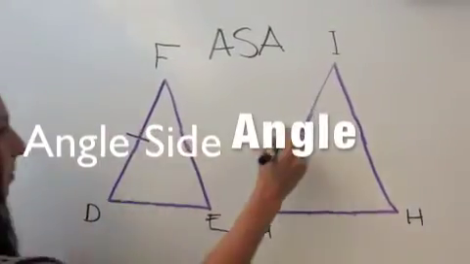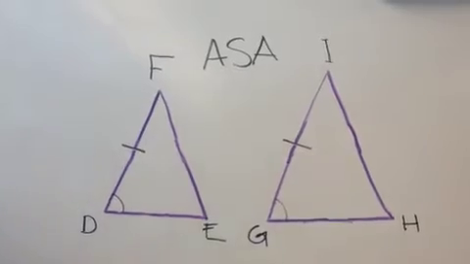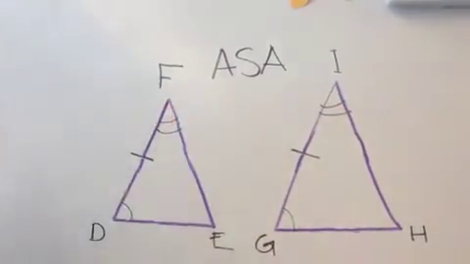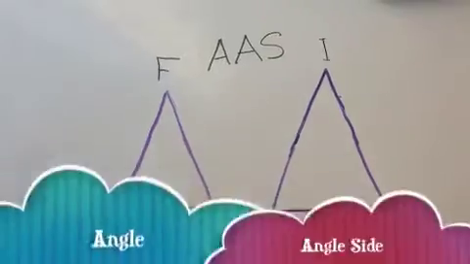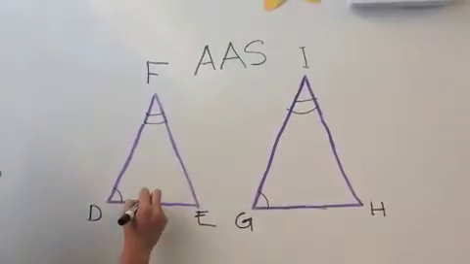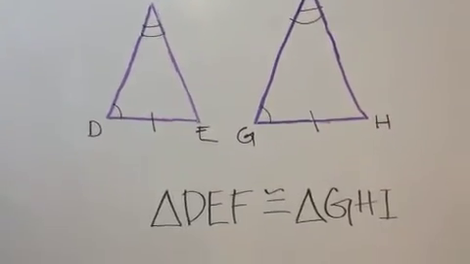If two angles and the included side of a triangle are congruent to two angles and the included side of another triangle, then the triangles are congruent. If two angles and a non-included side of a triangle are congruent to two angles and the corresponding non-included side of another triangle, then they are congruent.